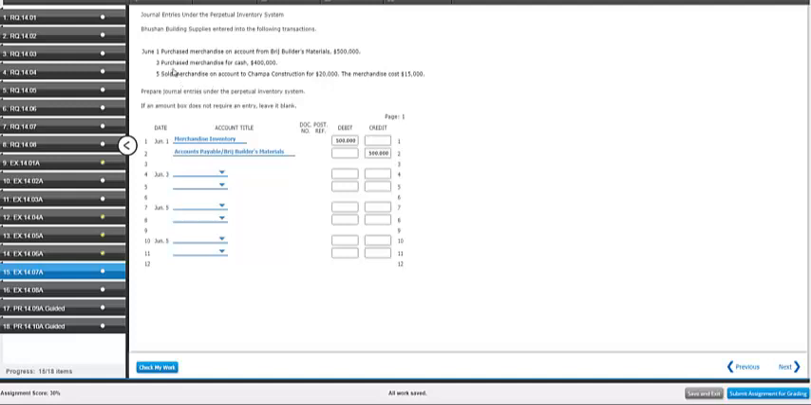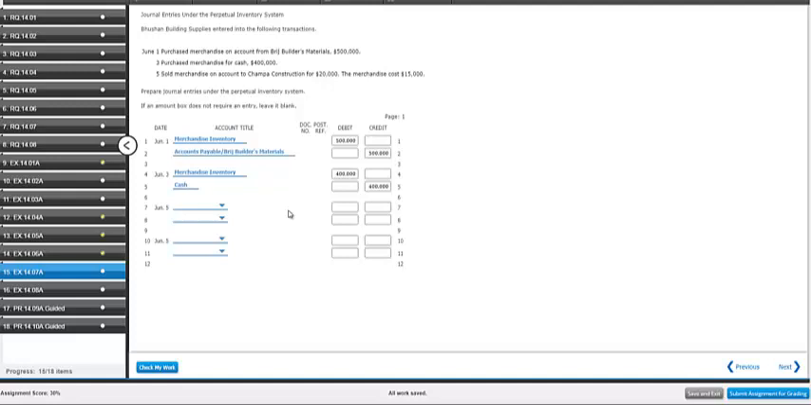The second entry, we purchased merchandise for cash for $400,000. So once again, the amount of merchandise goes in our merchandise inventory account, and this time we paid cash for it. On June 5th, we sold merchandise on account to Champa Construction for $20,000. The merchandise cost $15,000.